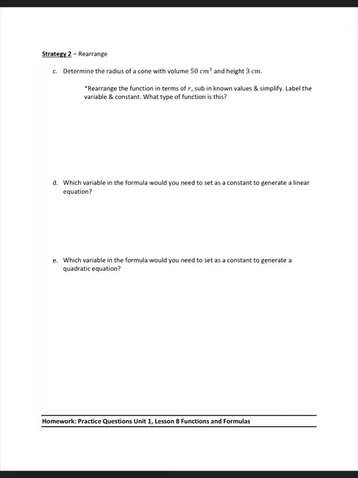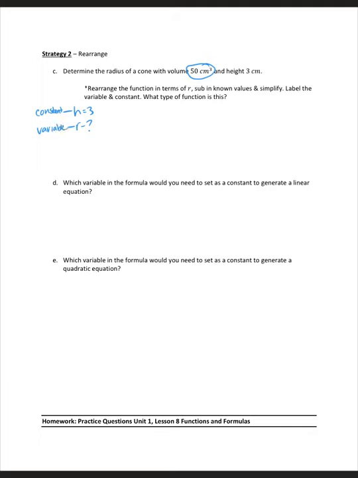So determine the radius of a cone with the volume of 50 centimeters cubed. So they gave us our volume again, and we have a height of 3. So this time h equals 3 and our radius is unknown. So if that's the case, then we would say that our height is our constant, because that's our known value, and our radius is our variable. That's what we're trying to find.